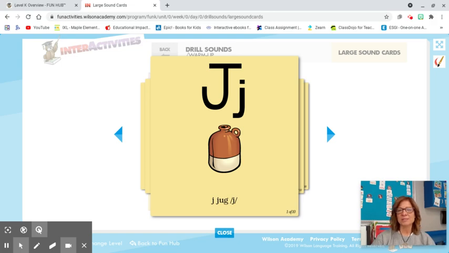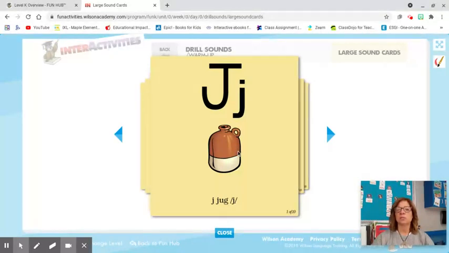Hi, boys and girls. Today we're going to work with Fundations, and we're going to start with the large sound cards. I've just picked a few of them for us to review, and then we're going to review all of the digraphs. So let's go through the cards. We're going to say the letter, the picture, and then the sound that the letter makes. Here we go. J, jug, j. Let's say it twice. J, jug, j.